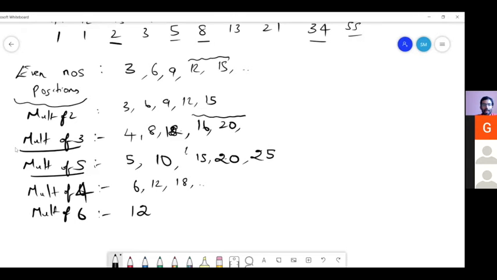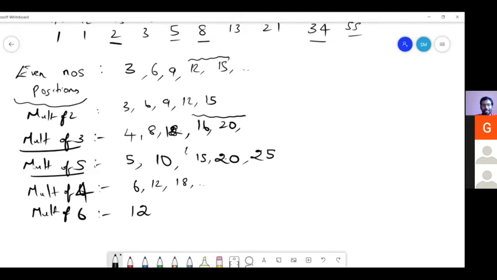But actually, if the observation about multiples of 2 to 4 is indeed true, then from this we can directly find out what the multiples of 6 are. Right? How?